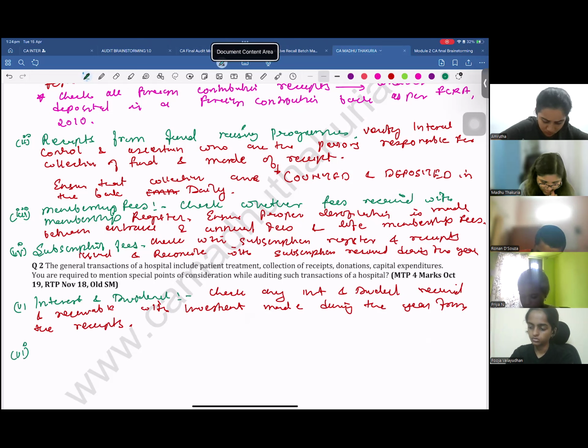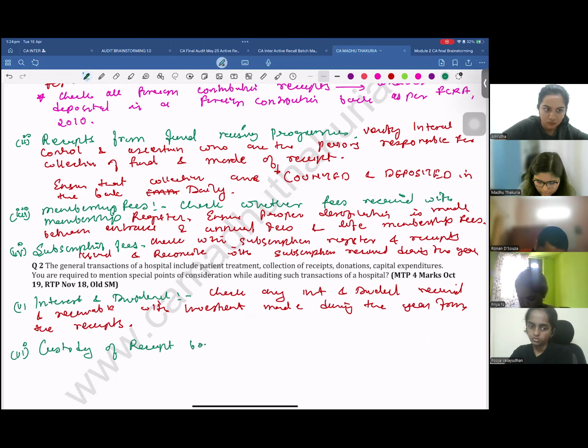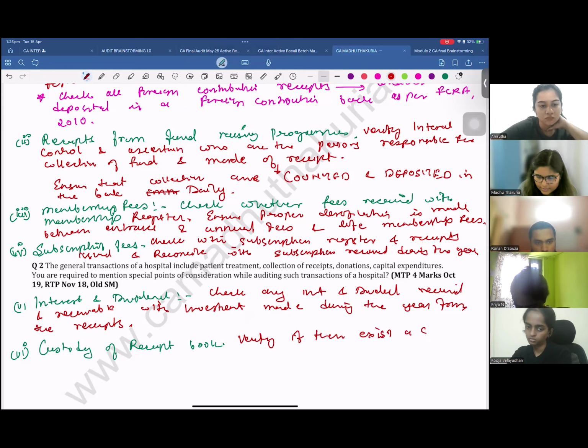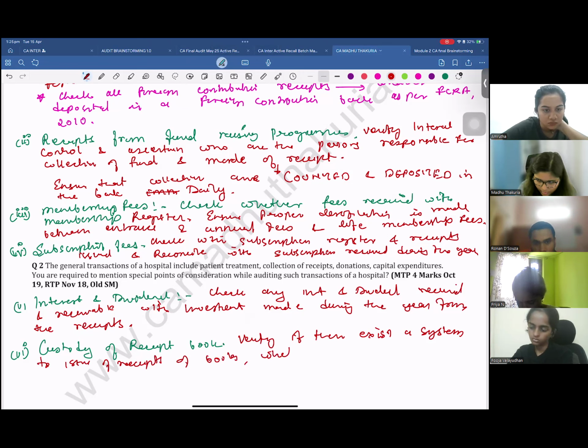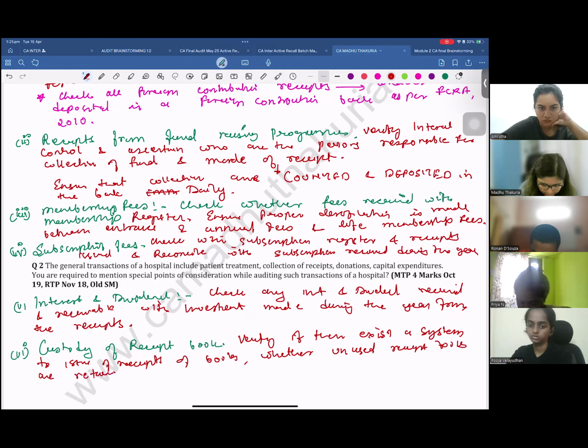And the last, custody of receipt books. Verify if there exists a system to issue receipt books, whether unused receipt books are returned and the same are verified physically.